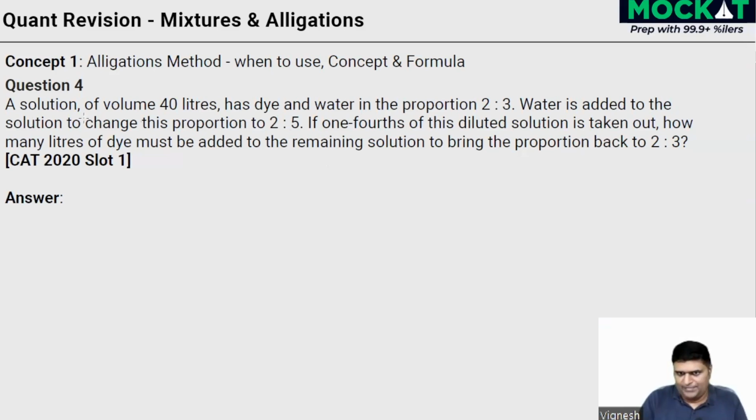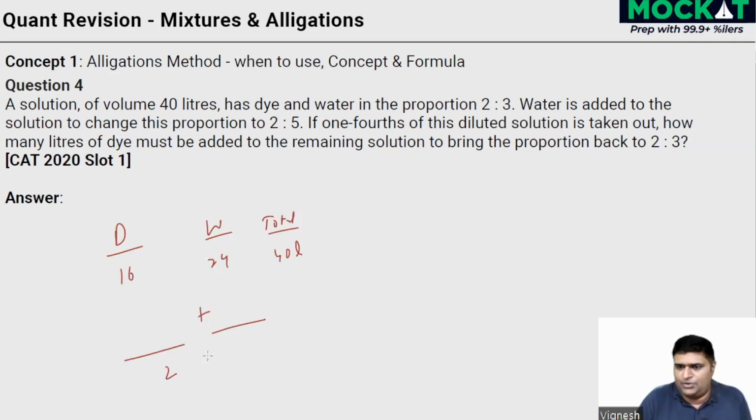On to question 4. A solution of volume 40 liters has dye and water in the proportion 2 is to 3, right? So dye and water in the proportion 2 is to 3. 40 liters total is given. So therefore, what can be done is we can split it as 16 and 24, right? 2/5 and 3/5. And this is the actual volume over here. Water is added, only water is added. And we are getting it in the ratio of 2 is to 5 over here. So 2 is to 5 is going to be the ratio. Write it a little down.